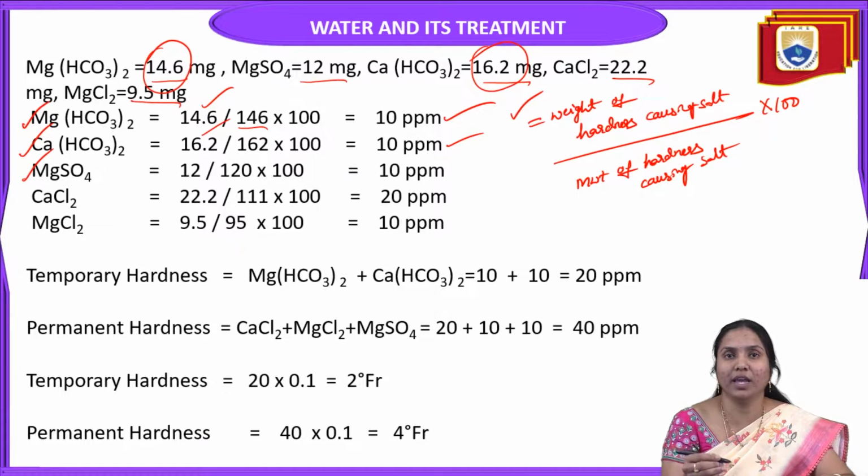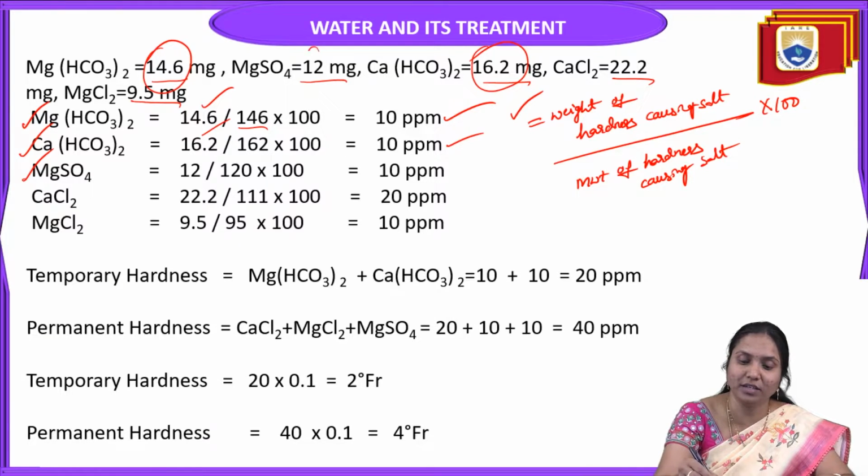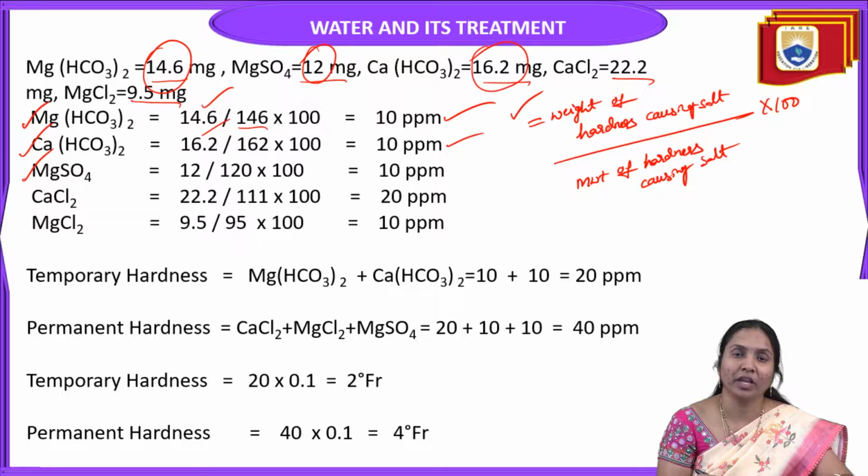We use the same formula here. The weight of magnesium sulfate is 12 milligrams, and the molecular weight of magnesium sulfate is 120. So 12 by 120 into 100 is equal to 10 ppm. And next one is calcium chloride.